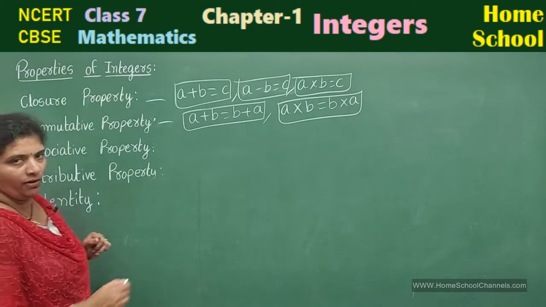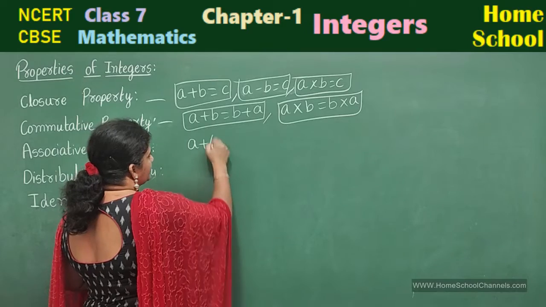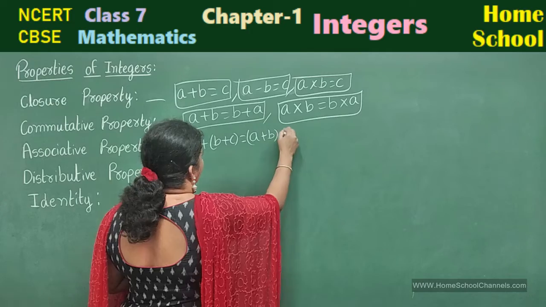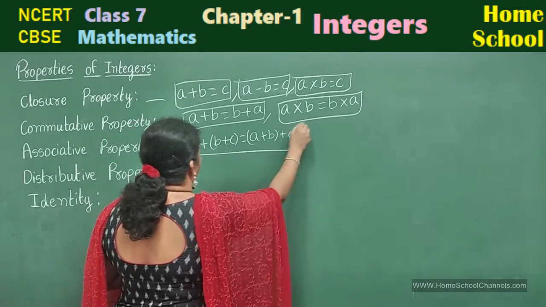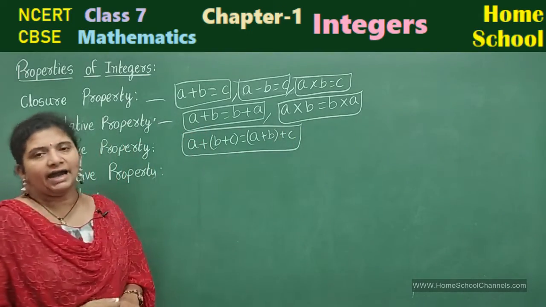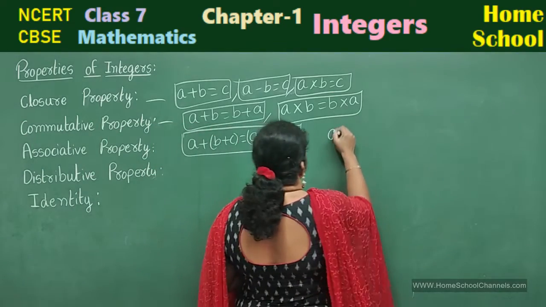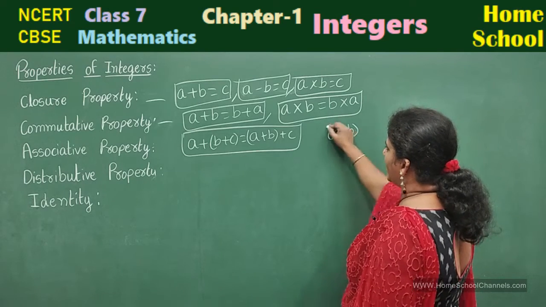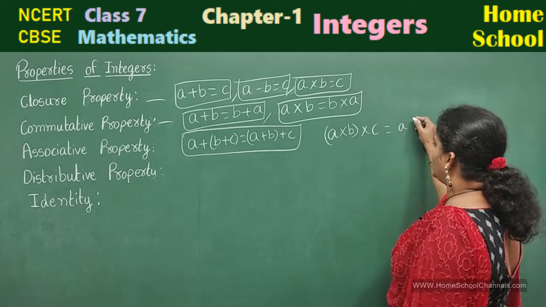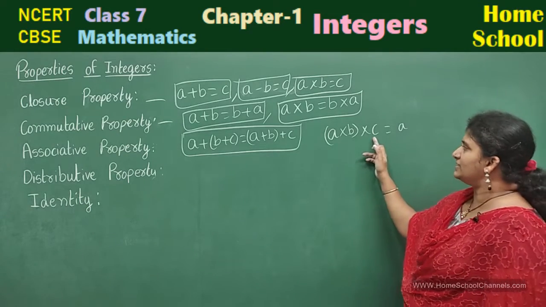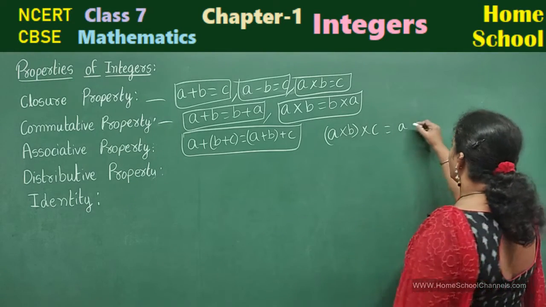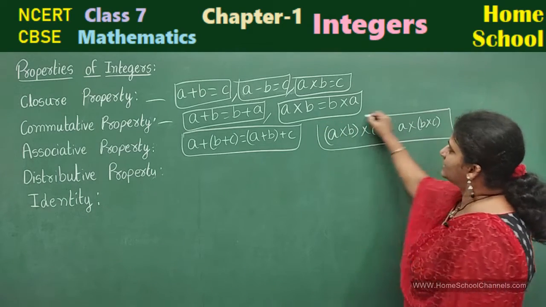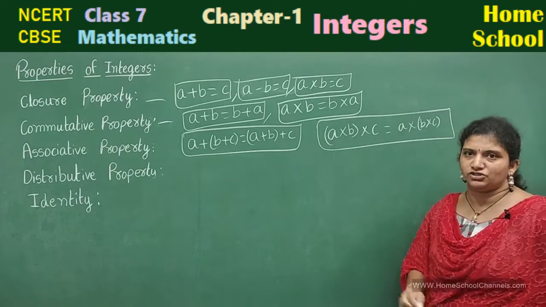Then the associative property. a plus (b plus c) is equal to (a plus b) plus c. The associative property holds good for addition and multiplication. I can write it like this also, don't be confused: a into b into c means multiplying any two integers and then the third integer. LHS is equal to RHS, or RHS is equal to LHS, you can say.